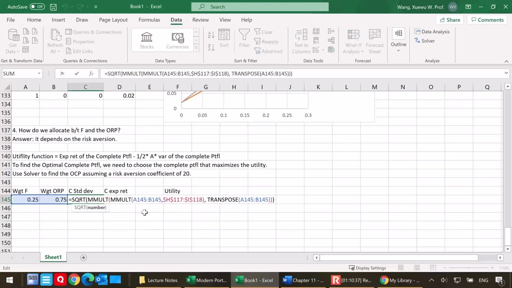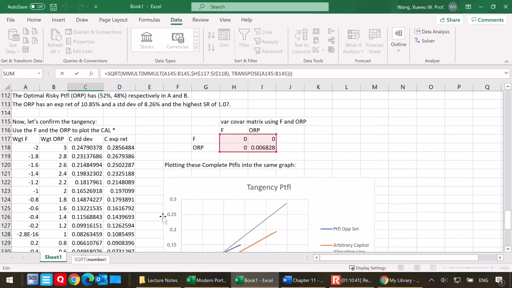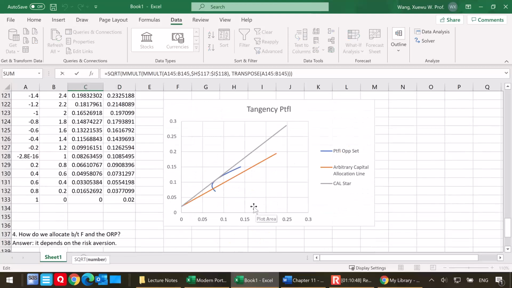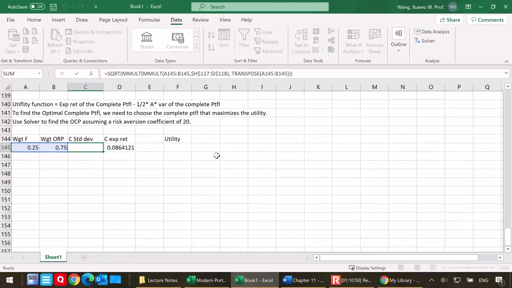So this is the sandwich formula. The weight matrix on the left, the variance covariance matrix in the middle. This variance covariance matrix is actually using the risk-free asset and the optimal risky portfolio. Okay, and yes, that's good.